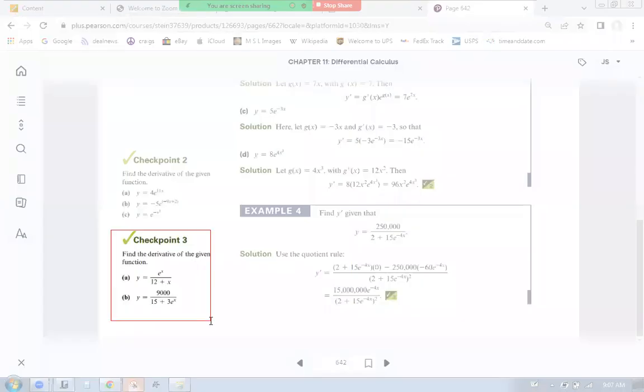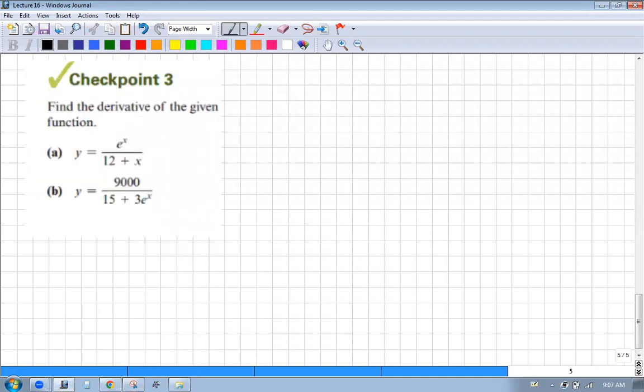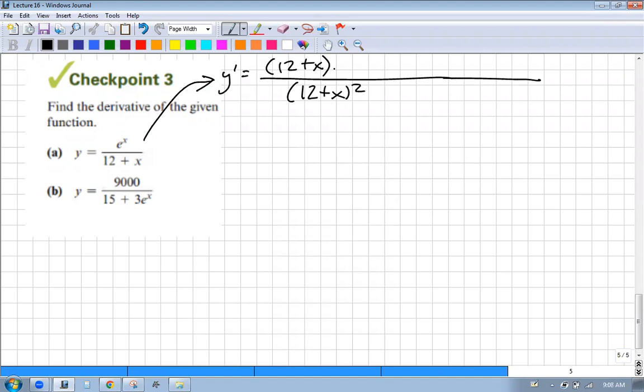Another checkpoint. All right, this one, we have a function over a function. So we kind of need the quotient rule here. The quotient rule says you're going to have the stuff on the bottom squared. You're going to have the stuff on the bottom times the derivative of the stuff on the top. The derivative of e to the x is just e to the x. And then we have the top times the derivative of the bottom. The derivative of this is just 1. The derivative of x is 1.